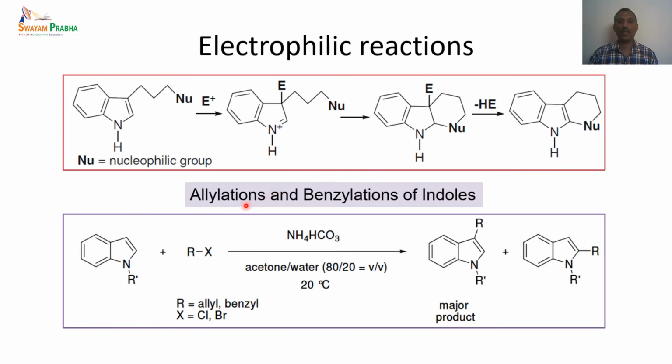Then let us look at alkylations and benzylations. This is very similar to the Friedel-Crafts reactions. So we can take allyl bromide or benzyl bromide and react with the indole in the presence of ammonium hydrogen carbonate, or even some Lewis acids. We can get the substitutions happening at the 3 position. So the 3 substitution occurs as the major product, that is, the alkylation or benzylation takes place at this 3 position. Of course, at the 2 position the reaction also happens, but the yield of this product is going to be very low.